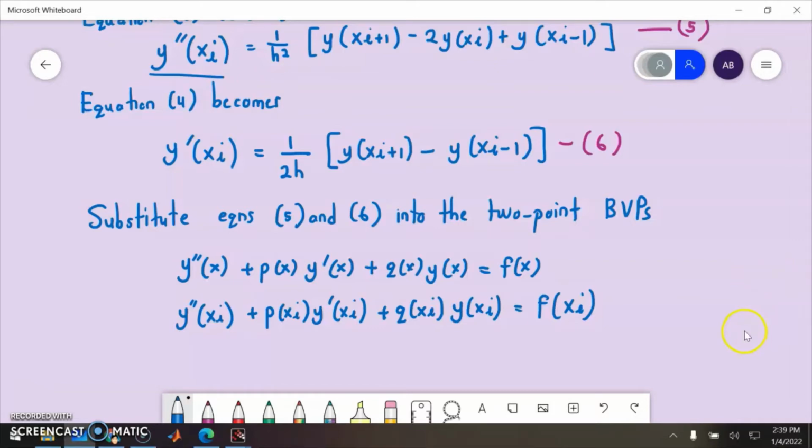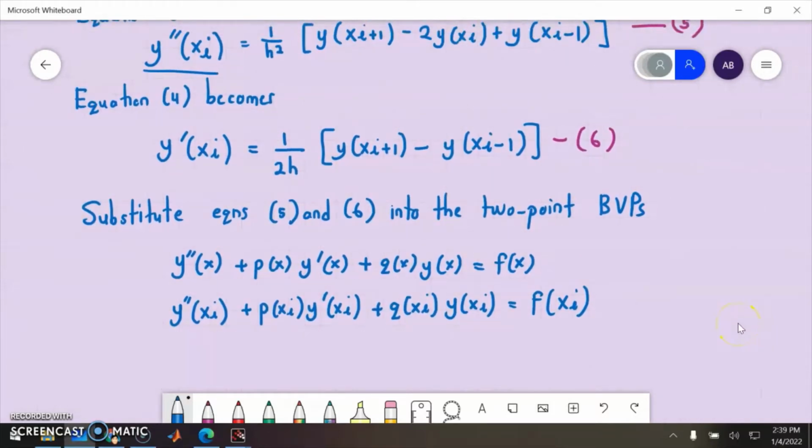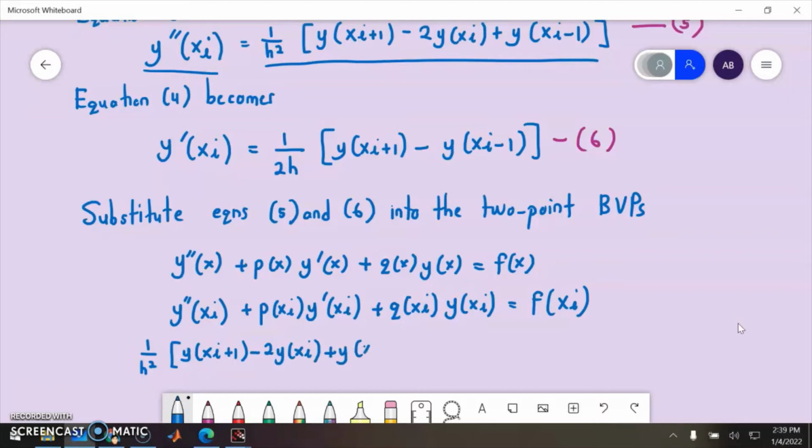So it's going to be a lot of work, but just bear with me. So the second derivative here will become equation 5. This whole thing, I will have 1 over h squared times y at x_{i+1} minus 2y at x_i plus y at x_{i-1}. Okay, that's my second derivative.